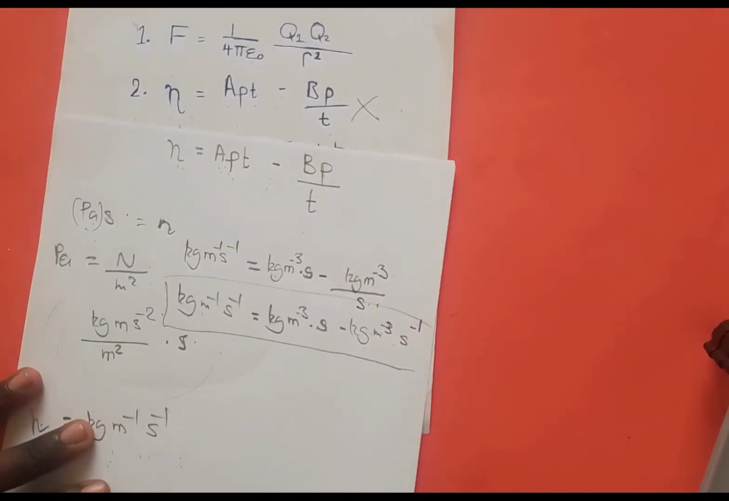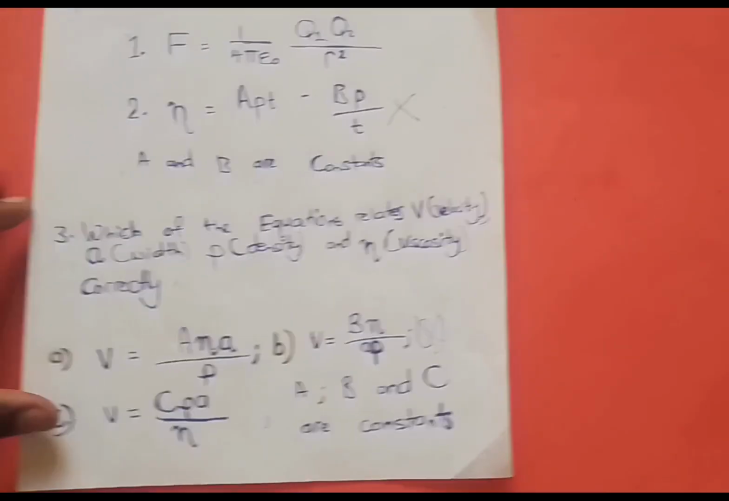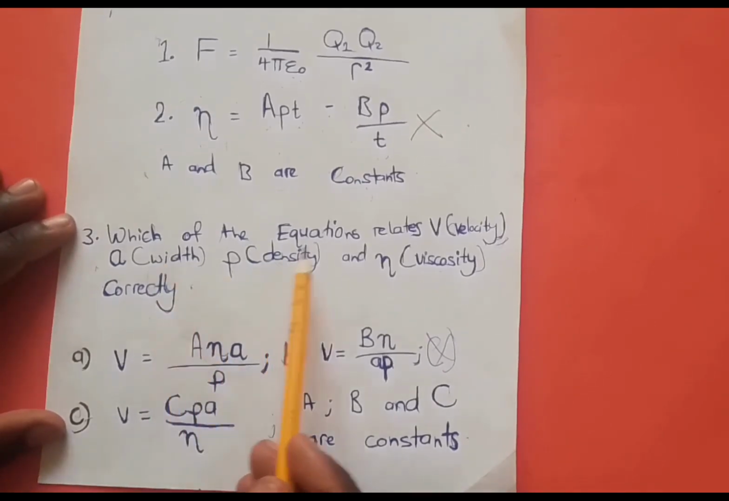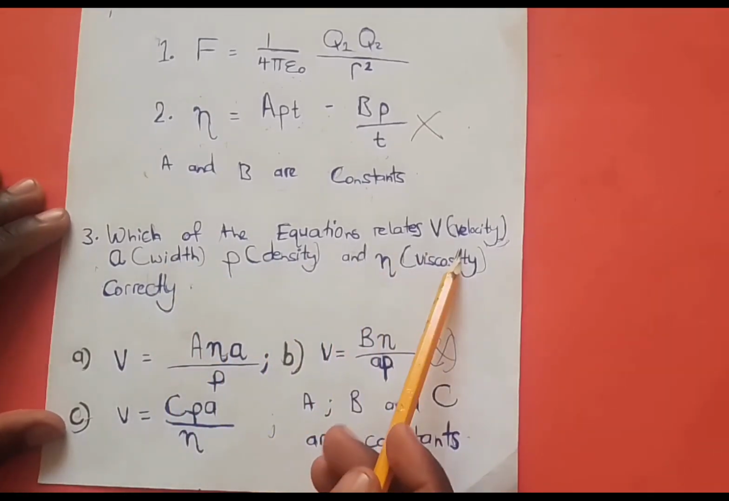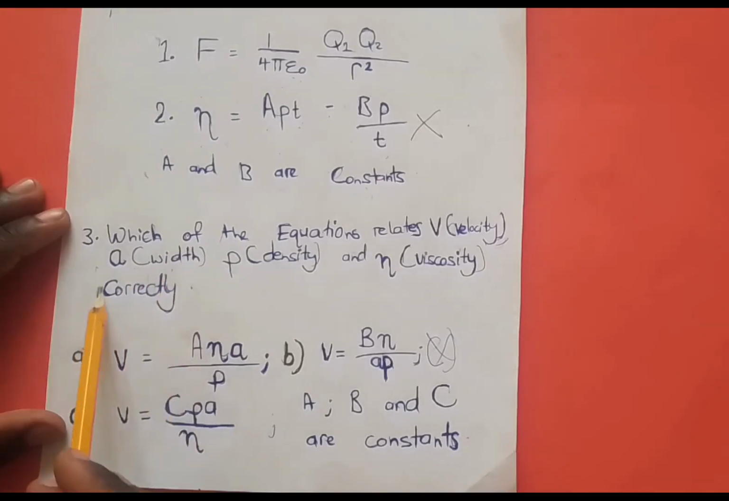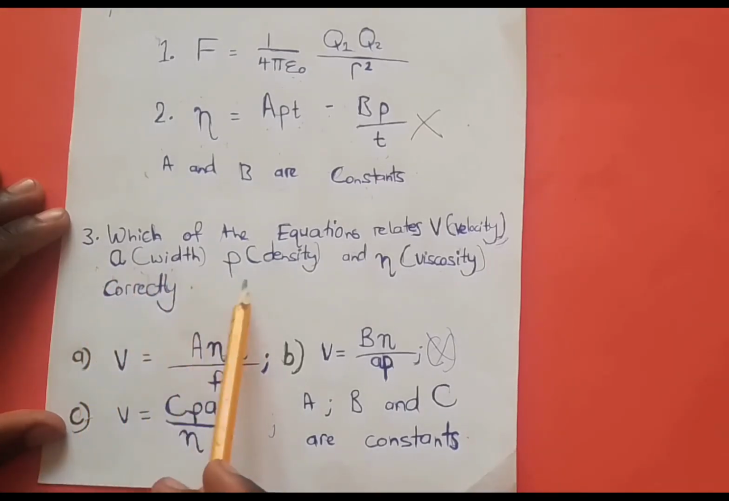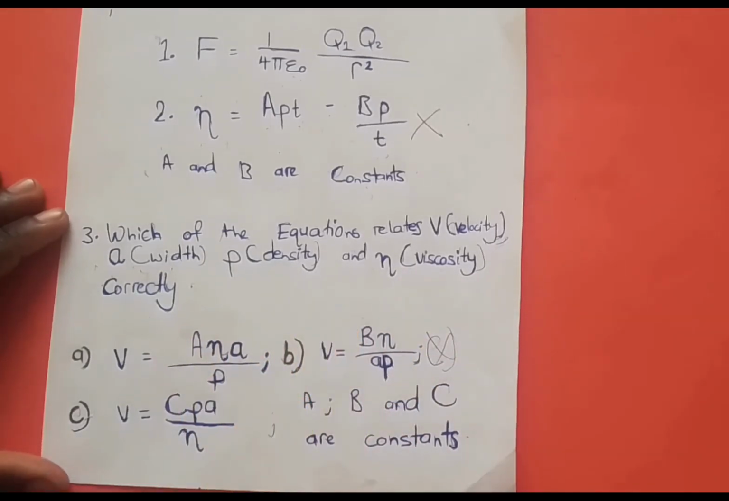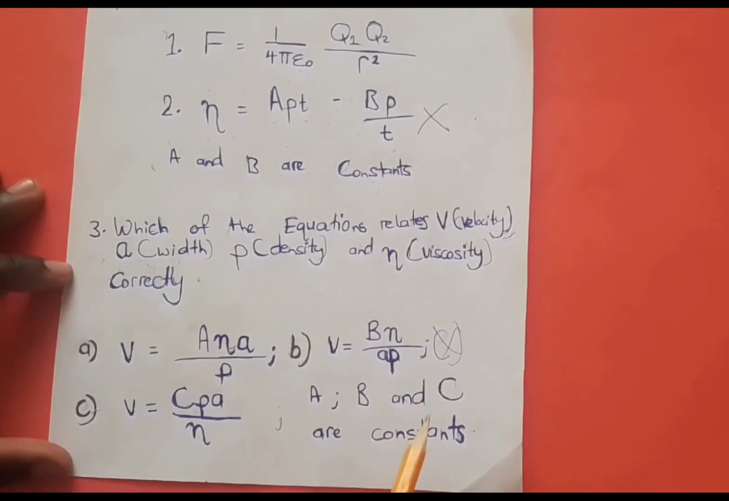So we are moving on to question 3 now. Question 3 is a bit interesting, so be patient and work with me. Question 3 is asking which of these equations relates V, the velocity, A, the width, rho, the density, and nu, the viscosity, correctly. A is not area now, it's width.